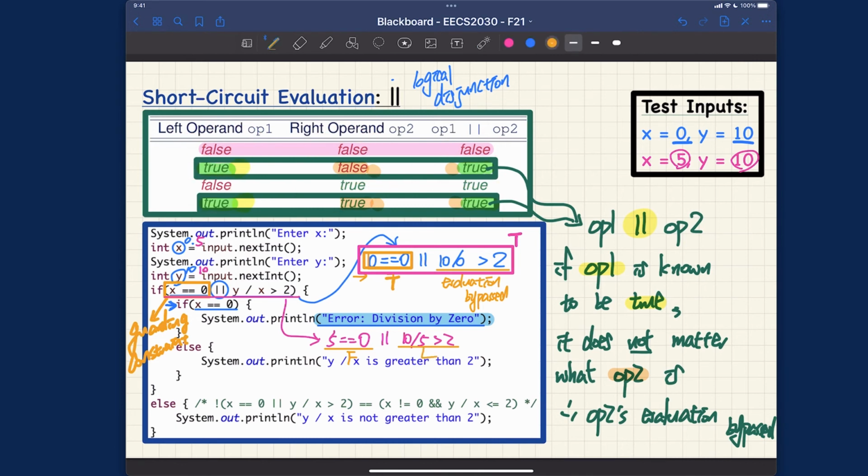So now, evaluating this, 10 divided by 5 larger than 2 should be false, as we saw before. So now you got the situation where this part here, false or false, is going to give you false. Okay, so that means false, meaning that we're going to bypass the entire if, right? So we're going to go to the else part over here, and then that one is going to say y divided by x is not greater than 2.